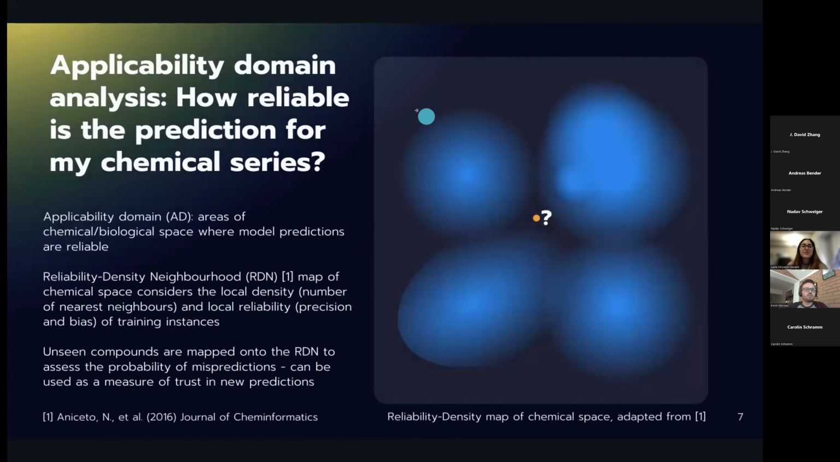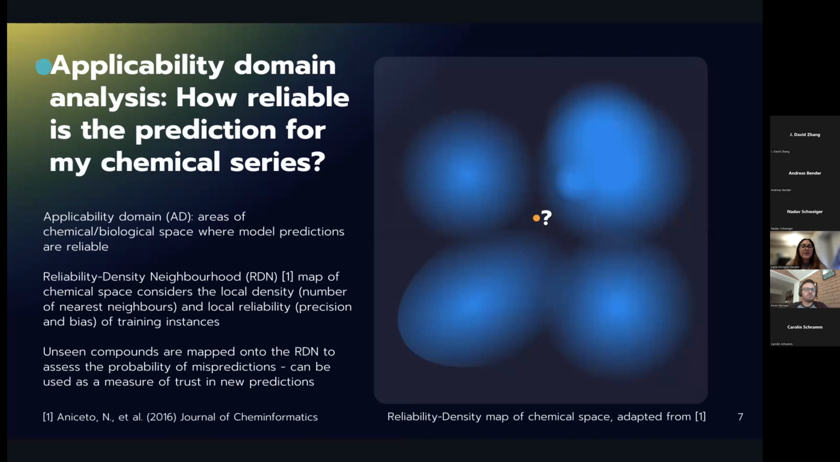So one possible solution to increase this trust, and to give the chemist some idea of whether or not the prediction is reliable for their particular compound series, is applicability domain analysis. The applicability domain defines the areas of chemical or biological space, depending on which features are used to build the model, where predictions are reliable.